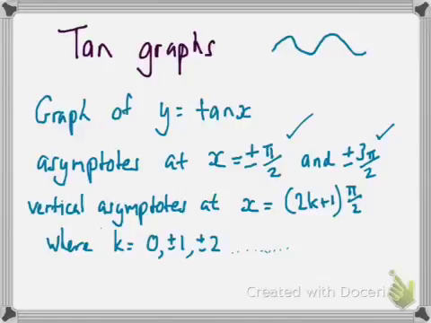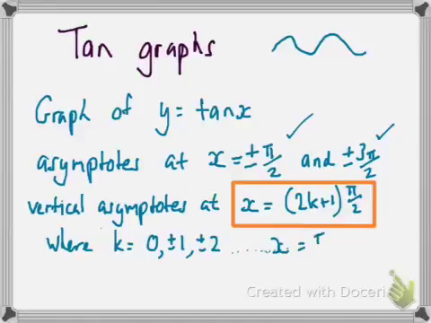In fact, you can work out what the vertical asymptotes are by using this little formula here and substituting in values for k. If I put in the value of k equals 0 to start with, I get an asymptote at pi on 2, because 2 times 0 is 0, plus 1 is 1, and 1 times pi on 2 is pi on 2. Then if I use k equals 1, I get 3 pi on 2, because 2 times 1 is 2, plus 1 is 3, and 3 times pi on 2 is 3 pi on 2. And so on. So I can use that little formula to find the vertical asymptotes.